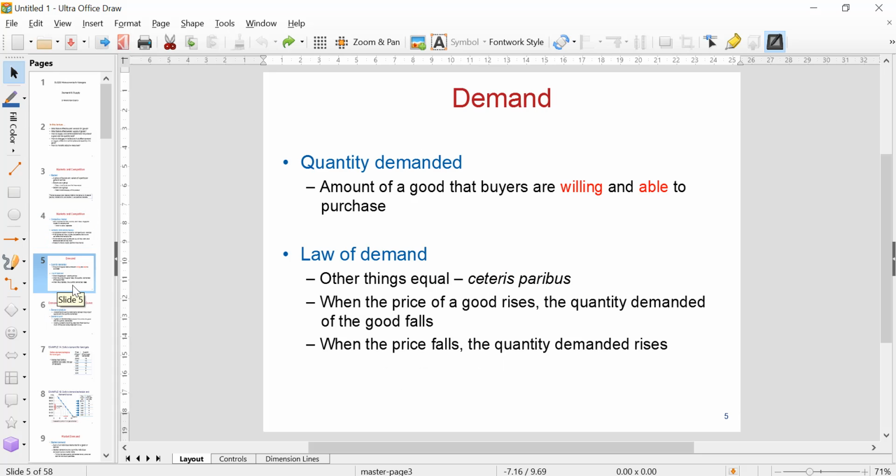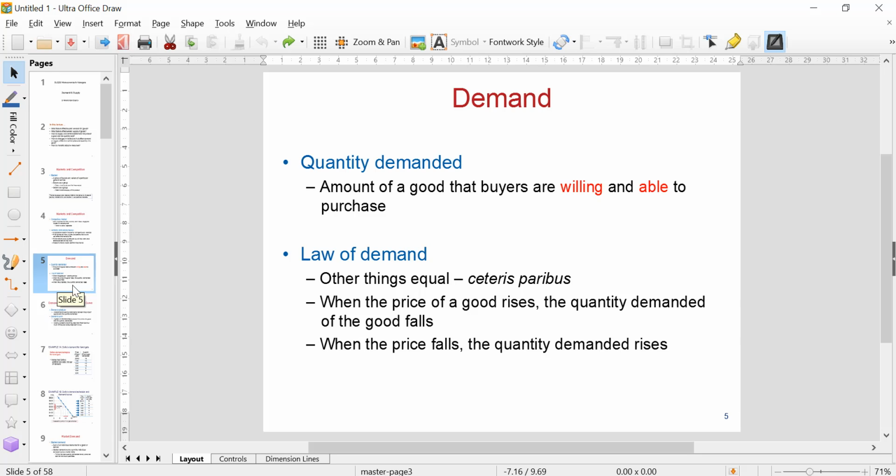Now let's define the demand. We'll first introduce quantity demanded, which is different from demand. I'll show you the difference in a minute. Quantity demanded is the amount of goods and services that buyers are willing and able to purchase. They have a willingness to purchase, and they are also able to purchase at the same time. It's different from wants. If I were to list my wants, it would be quite a lot. I would like everything, but I cannot afford it, so I'm not able to buy them, and I'm not willing to buy all of them.